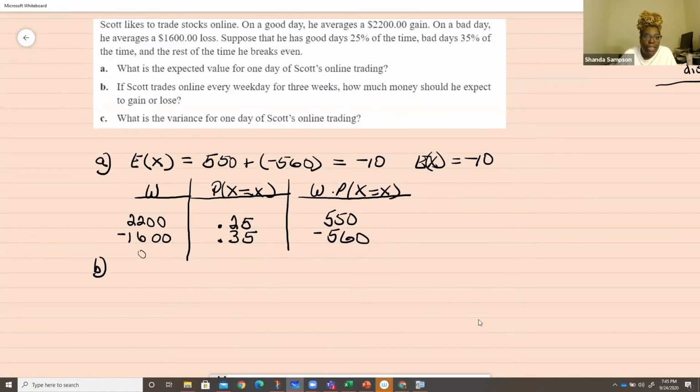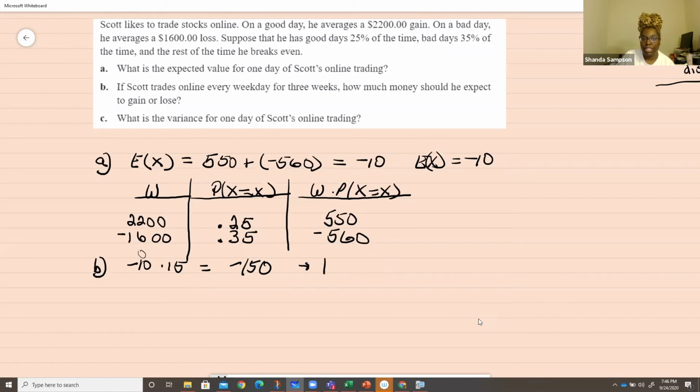Let's move to B. Scott trades online every weekday for 3 weeks. How much money should he expect to gain or lose? Times the 15 days that he traded, negative $150. So it says, how much money would he expect to gain or lose?